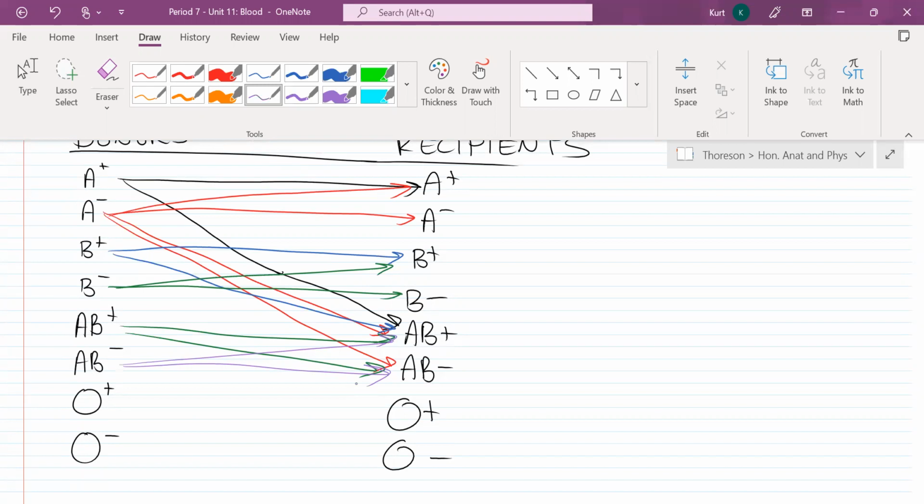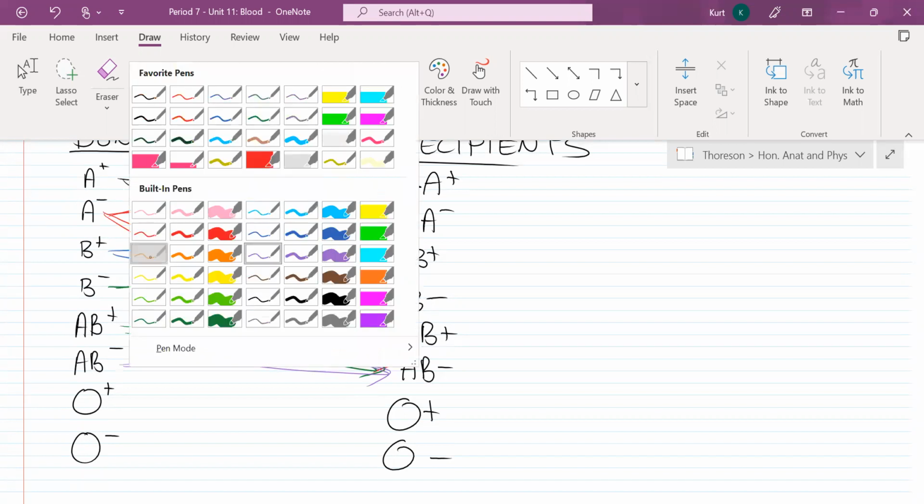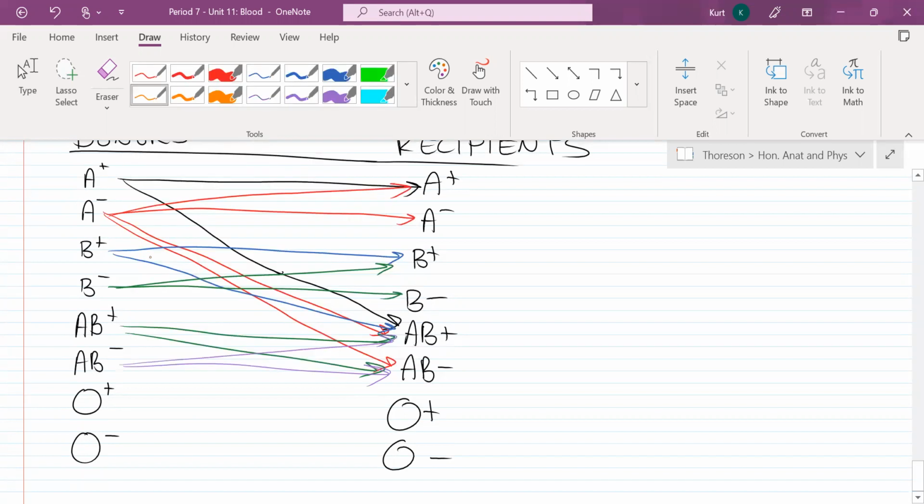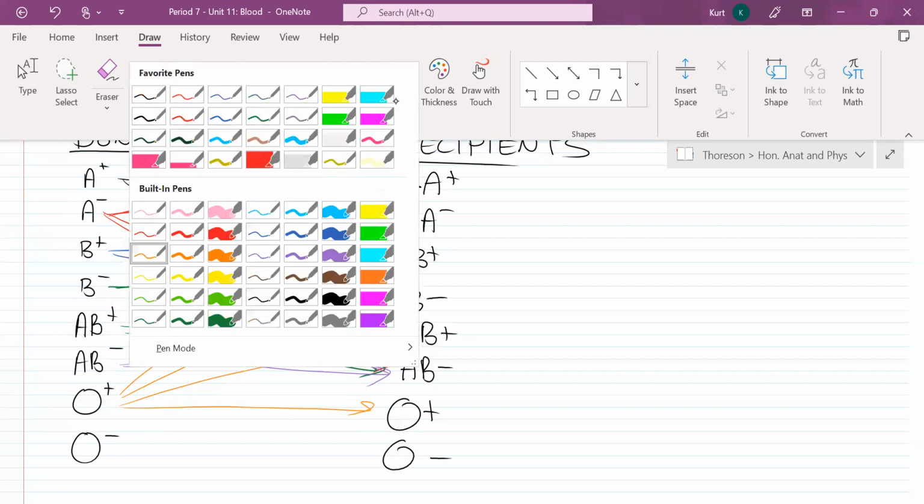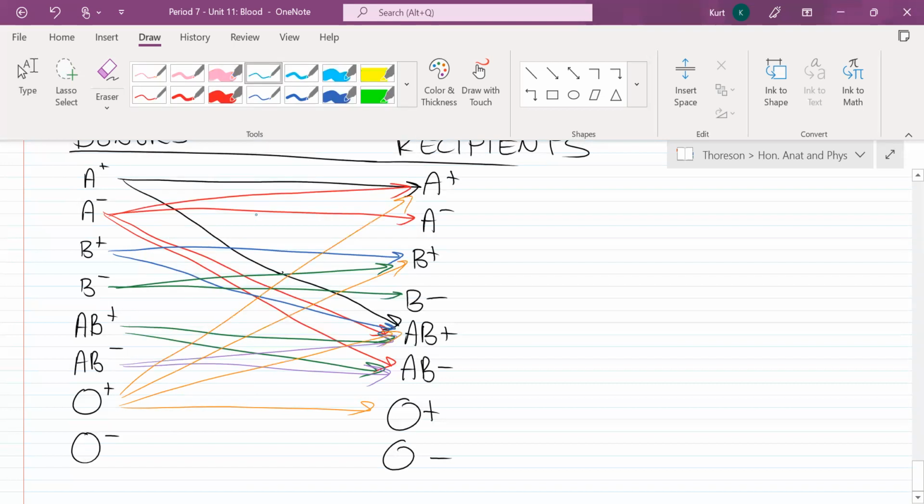All right, couple more. You get a different color here, orange. Who can O positive donate to? Not everyone. A positive, B positive, AB positive, and O positive. And now for the grand finale, who can O negative donate to? Everybody.